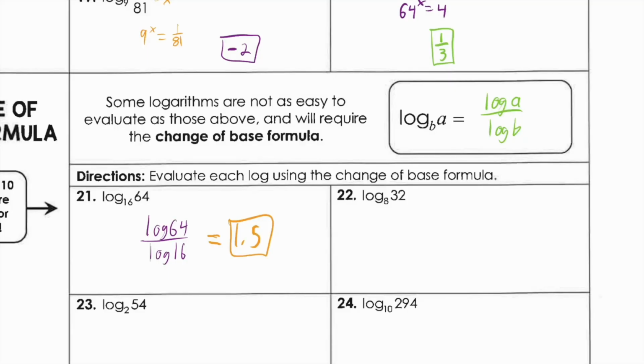So let's move on to other problems using this change of base formula. And so 22 would be log base 32 over log base 8, which then, as we just type this into our calculator, log base 32 divided by log base 8, we end up just getting 1.6 repeating.